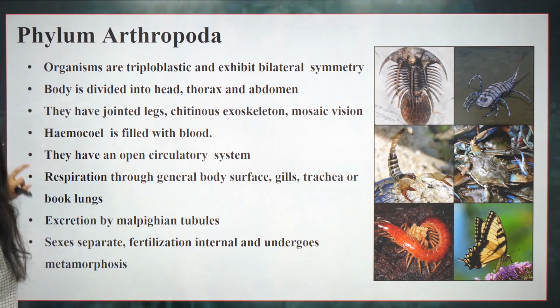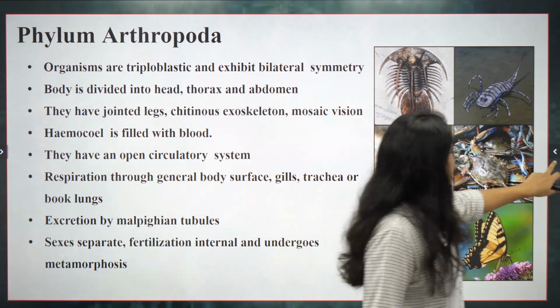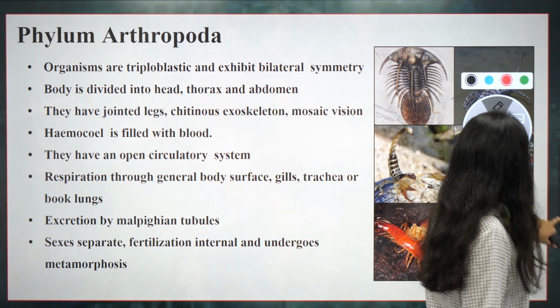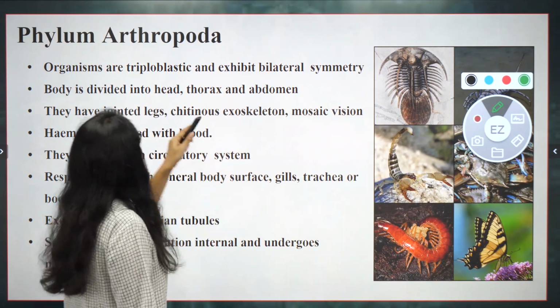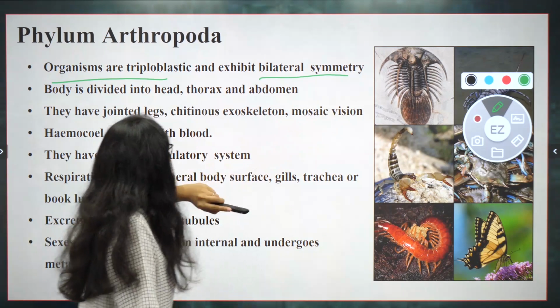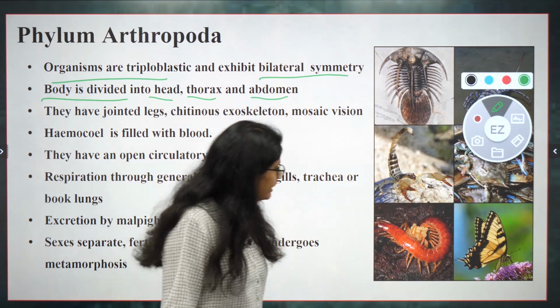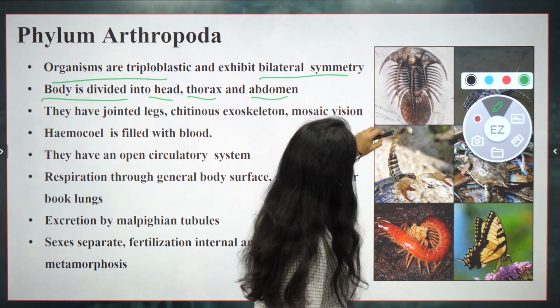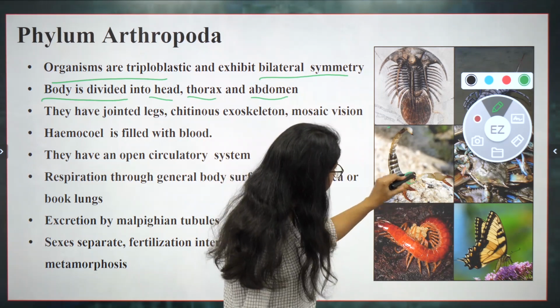So let's see the important characteristic features. The important thing that we should consider is that we now know they are triploblastic. They are definitely bilateral symmetry. Their body is divided into the head, thorax, and abdomen. If we see this, okay, let's see. This is the scorpion. Over here we have the head.